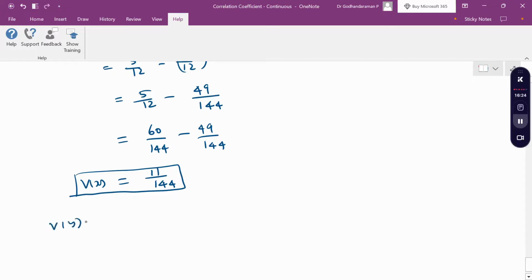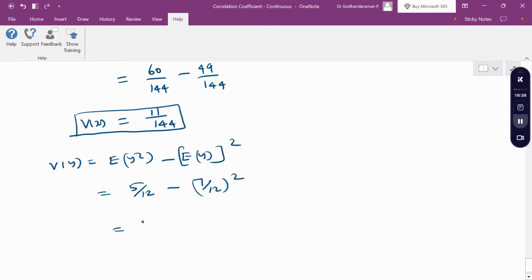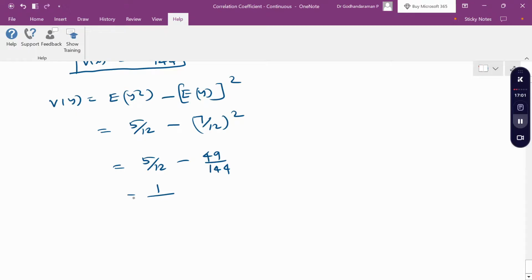And the variance of y is the expectation of y square minus the expectation of y whole square. So the same values, 5 by 12 minus 7 by 12 whole square. Therefore 5 by 12 minus 49 by 144 is 11 by 144. This is the value of the variance of y, 11 by 144.